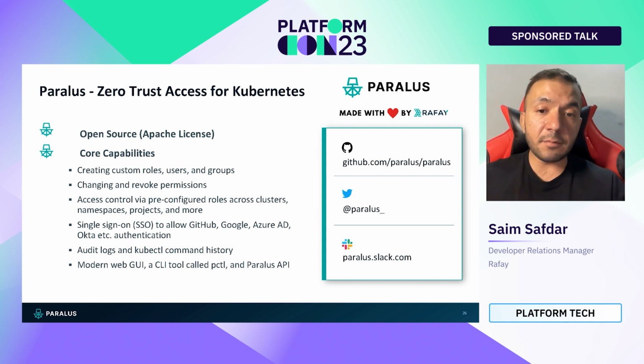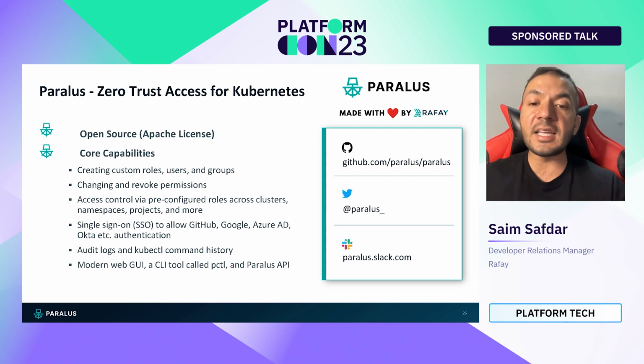First, an admin can configure roles and permissions within the Kubernetes cluster in a hosted Kubernetes environment, and you would use a cloud-provider identity IDP or access management service to do this. Creation of custom roles, users and groups. Paralus allows dynamic and immediate changing and revoking of permissions. Paralus gives you the ability to control access via pre-configured roles across clusters, namespaces, projects, and more.